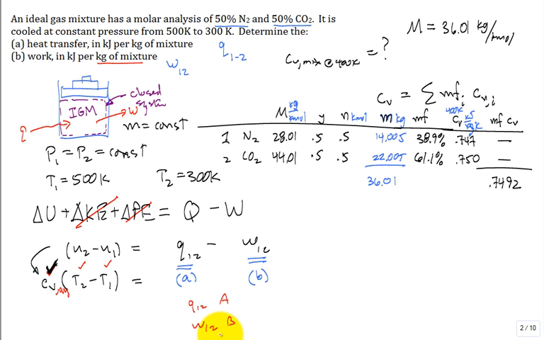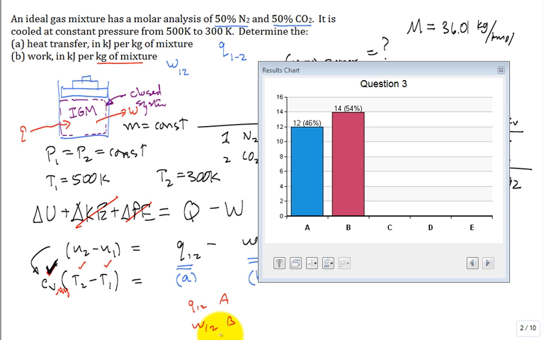We used the first law, we got an equation, one equation, two unknowns. I've got to figure out how I can calculate one of these unknowns. We'll go ahead and stop, and we'll show the results. So a lot of us want to go for the work. Some of us want to go for the heat transfer.